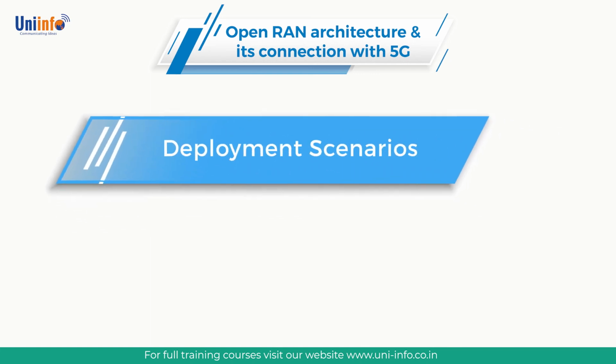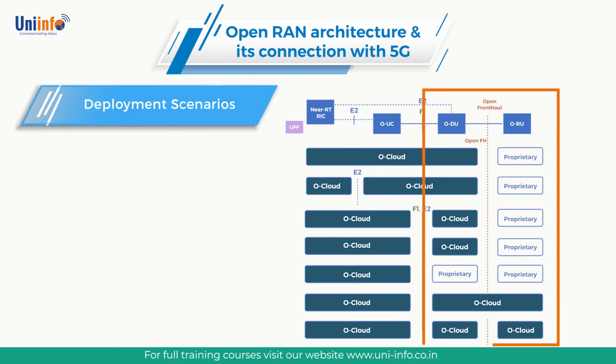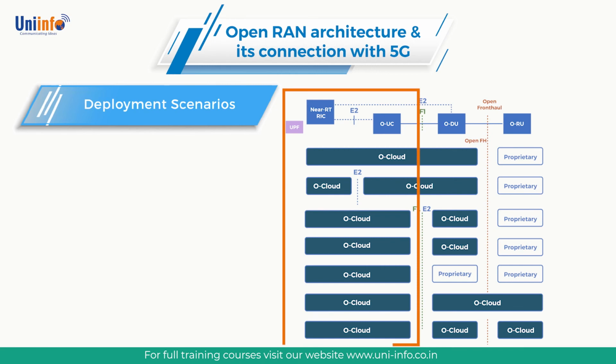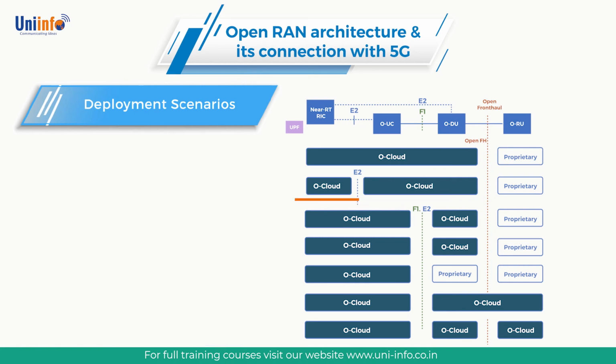Our next topic is deployment scenarios. The figure on the screen shows a list of ORAN cloud deployment scenarios. The VNFs are shown at the top, and each scenario illustrates how the VNFs are implemented in either a proprietary network element or on the ORAN compliant OCloud. The term OCloud refers to an infrastructure element or collection of elements that is based on COTS servers, uses hardware accelerator add-ons as needed, and has a software stack that is decoupled from the hardware.